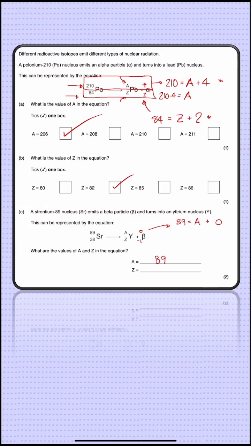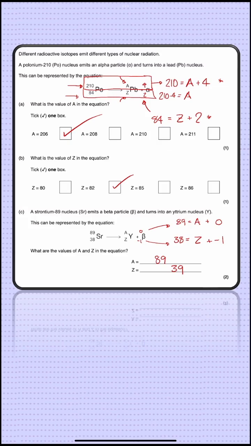And last one. So this is the question that we did before. Which one causes atomic number to increase by 1? So if you look at this one here, it's going to increase by 1 because 38 is equal to z plus minus 1. So if we move the minus 1 to the other side, we get 39. Well done, those of you who are getting these.